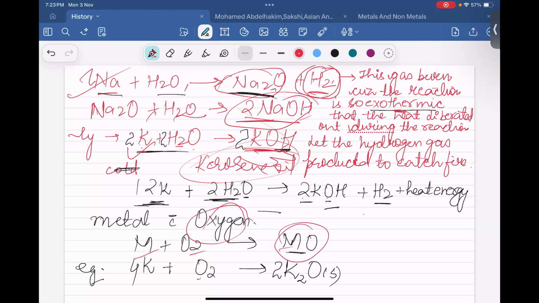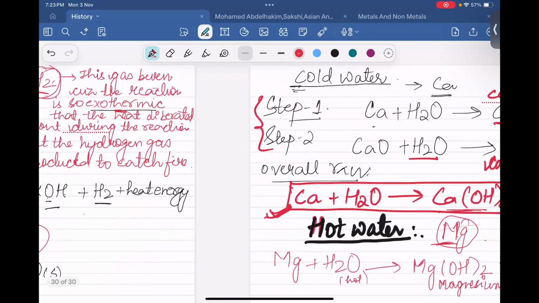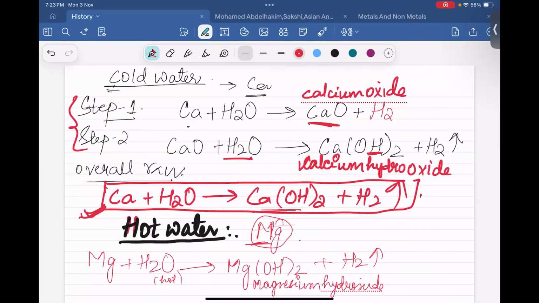After that, when metals react with oxygen they form metal oxide. Like, taking potassium, when it reacts with oxygen they form potassium oxide. The second category is reaction of metal with cold water. Only one metal reacts with cold water, that is calcium, and first calcium oxide is formed, and calcium oxide again reacts with water to form calcium hydroxide.